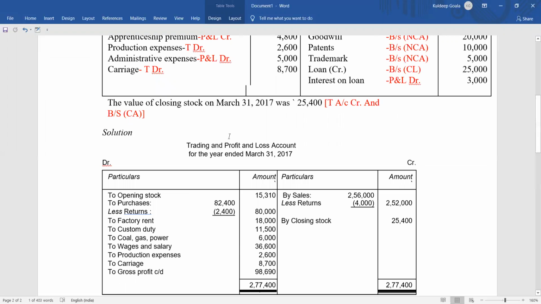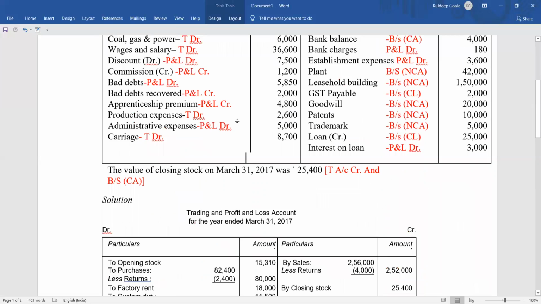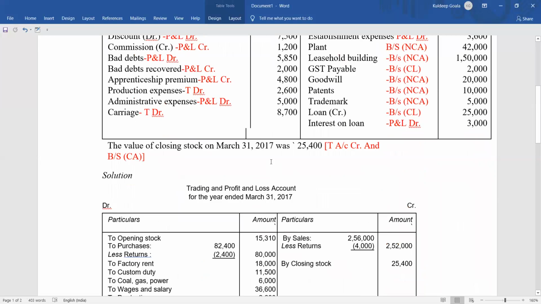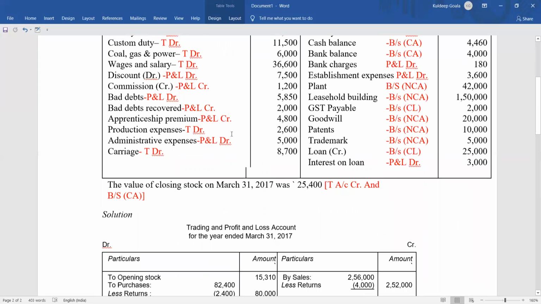Now let's go for preparing the balance sheet. We'll start with the liability side. If we prepare the balance sheet in permanency method, we'll start with capital. And if we prepare in liquidity method, capital will appear at the last, and current liabilities will appear before that. So let's see the liability side. Since we have already seen that here we are preparing in the liquidity method, we'll start with the current liabilities.